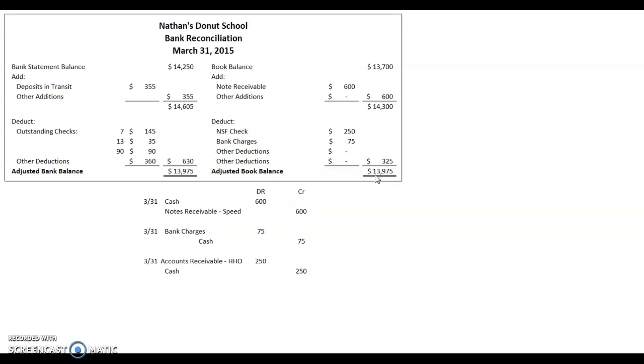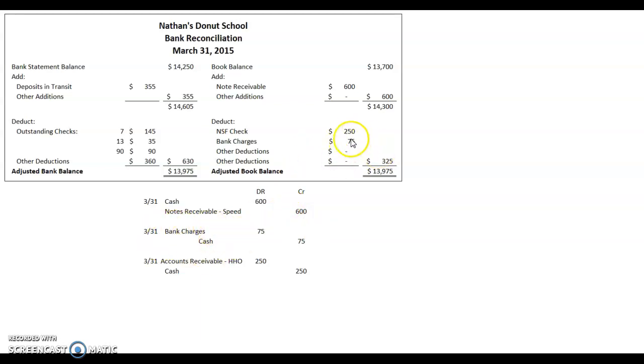So the first item that we need to record is the $600. And the $600, if you recall, was collected by the bank for Nathan's Donut School. So we would record that. We know we received cash. We're going to have to debit, or increase, cash with a debit of $600. And we'd also want to wipe that notes receivable off the books. So notes receivable will be credited for $600.